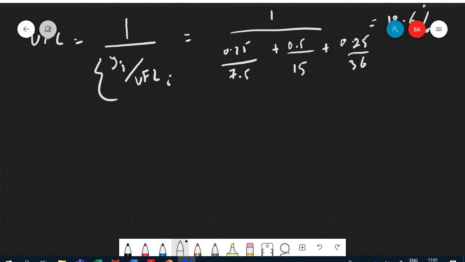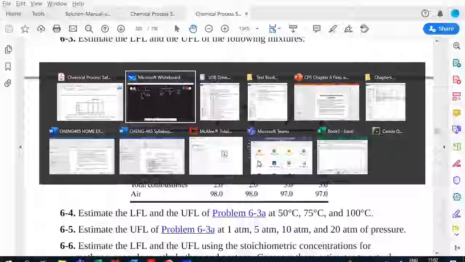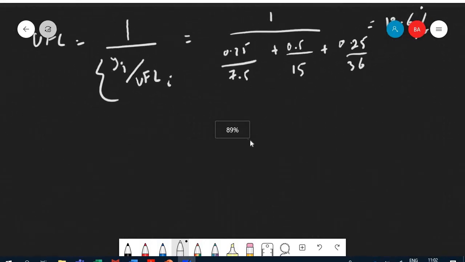I would guess that you can do the rest now, because they are done in a very similar fashion. You just need to consider that, for example, here we have 0.5, 1, and 0.5, so the total combustible is 2. Here we have 1, 1, 1, so the total combustible is 3. So the mole fraction here is 1 divided by 3, 0.33, 0.33, 0.33. You need to consider how to calculate the total combustible so that you don't confuse yourself. Just to get a feel of it.